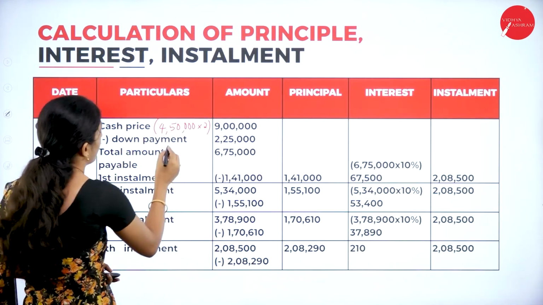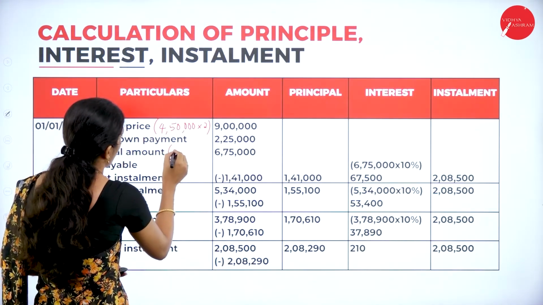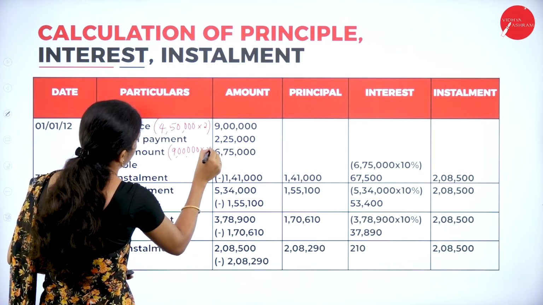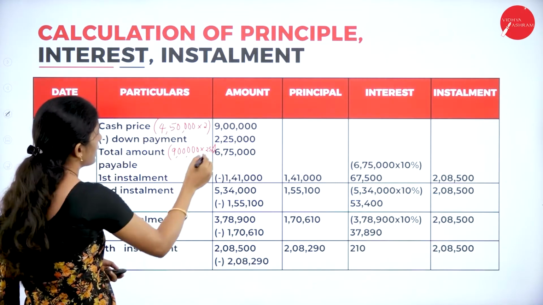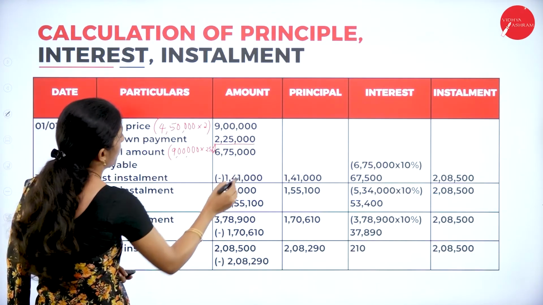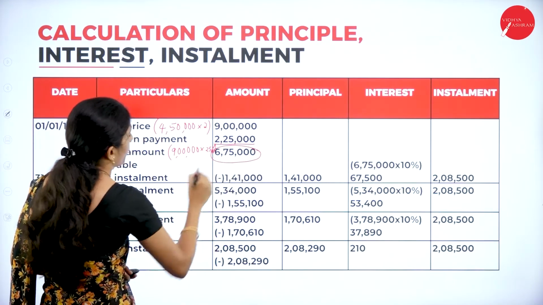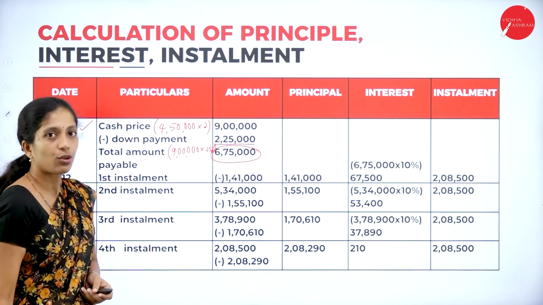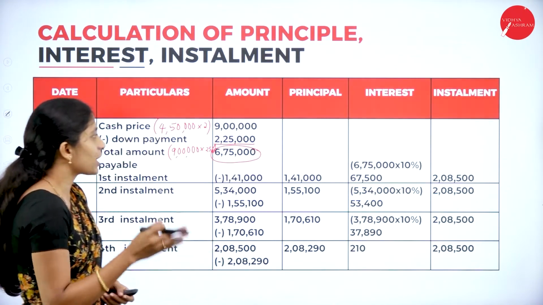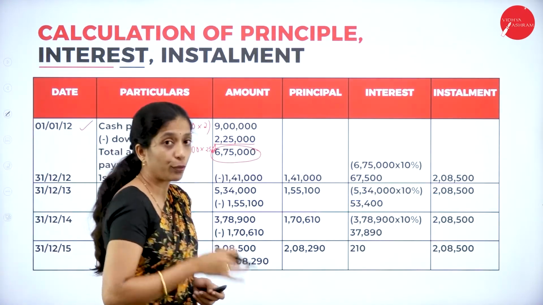Less down payment, that is, they have told 25%. So 9 lakh into 25%. So how much will you get? That is 2,25,000. Next, what is the total amount payable? When you deduct, the total amount payable is 6,75,000. Now we know what is the amount to be paid.